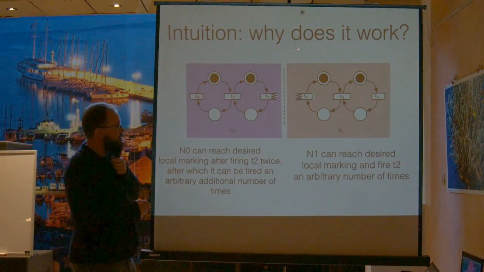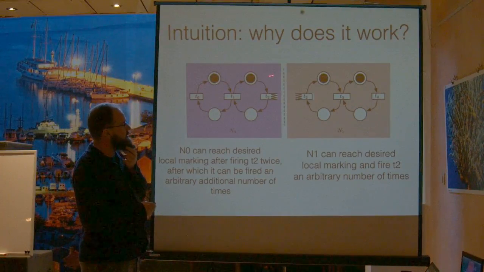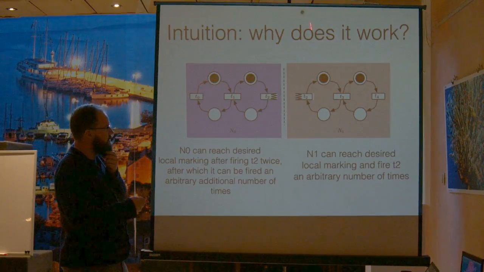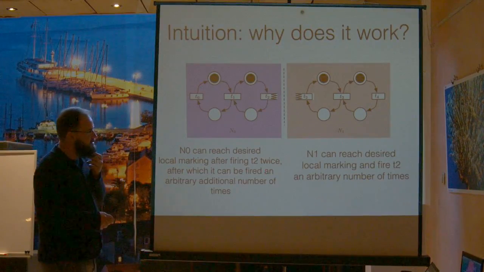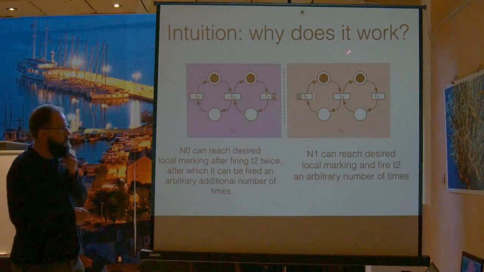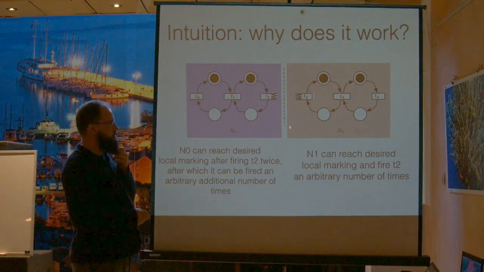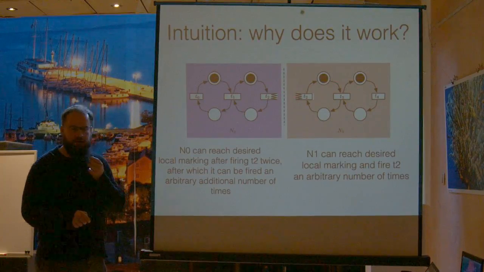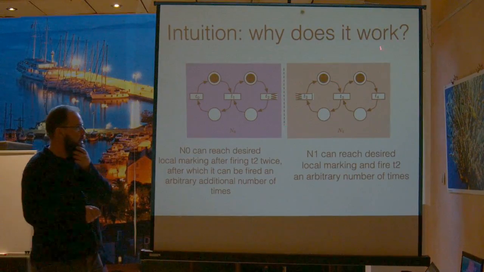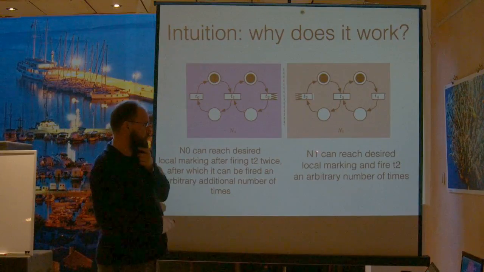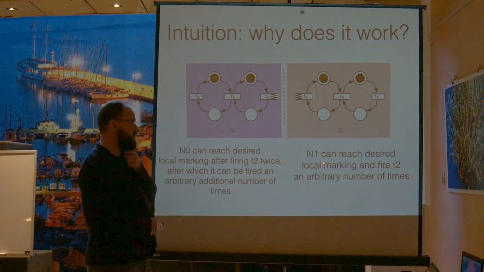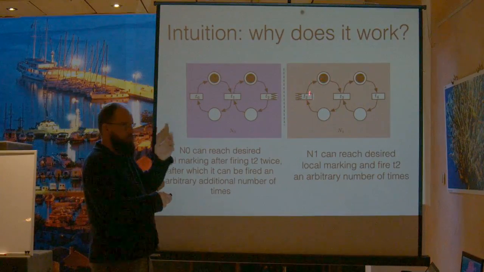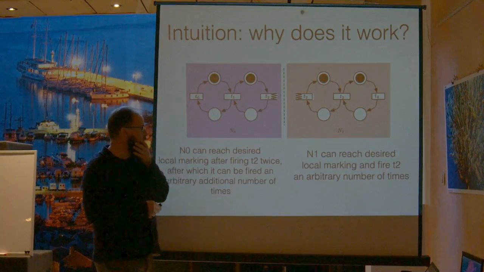And here's the intuition. This was our original Petri net. We've cut it in 2, and then we ask ourselves, what are the interaction patterns that this guy needs to see on his boundary in order to be able to get itself locally into an accept state? And it turns out that, as we saw, this guy can reach the desired local marking, but also interact as much as it wants with the outside world.